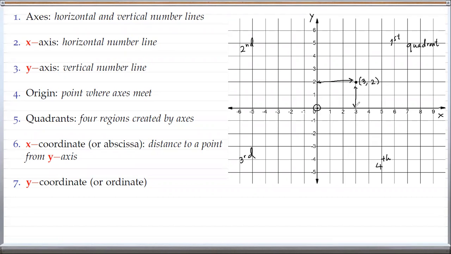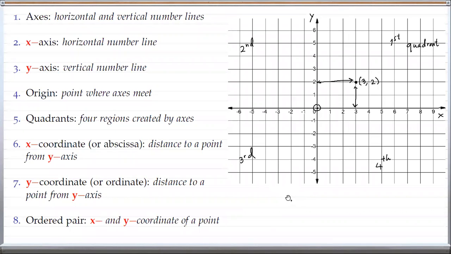So the x coordinate measures how far away you are from the origin along the x-axis. And the y coordinate measures how far away you are from the origin along the y-axis. These two coordinates together make an ordered pair. So this point has coordinates 3, 2, which we also call an ordered pair. These are the terms that are very commonly used when we talk about coordinate systems.